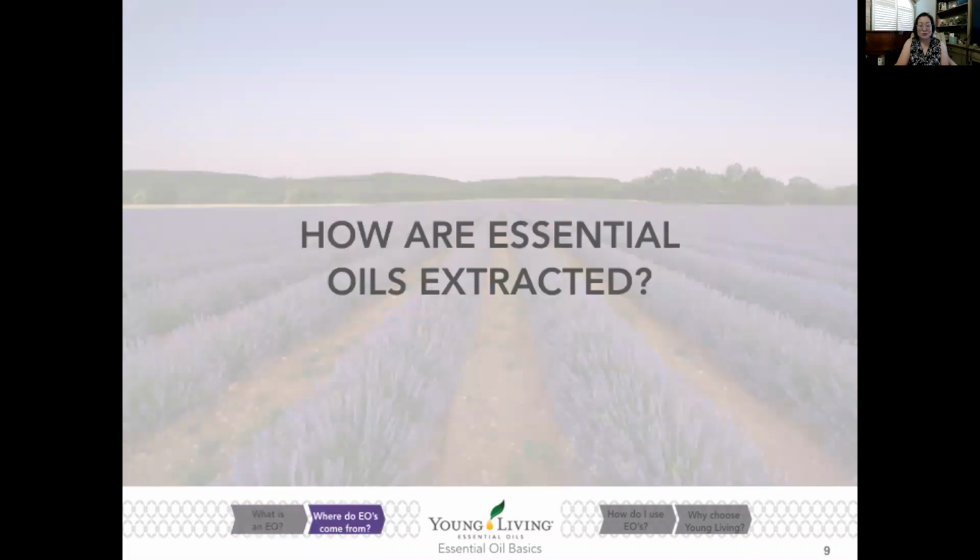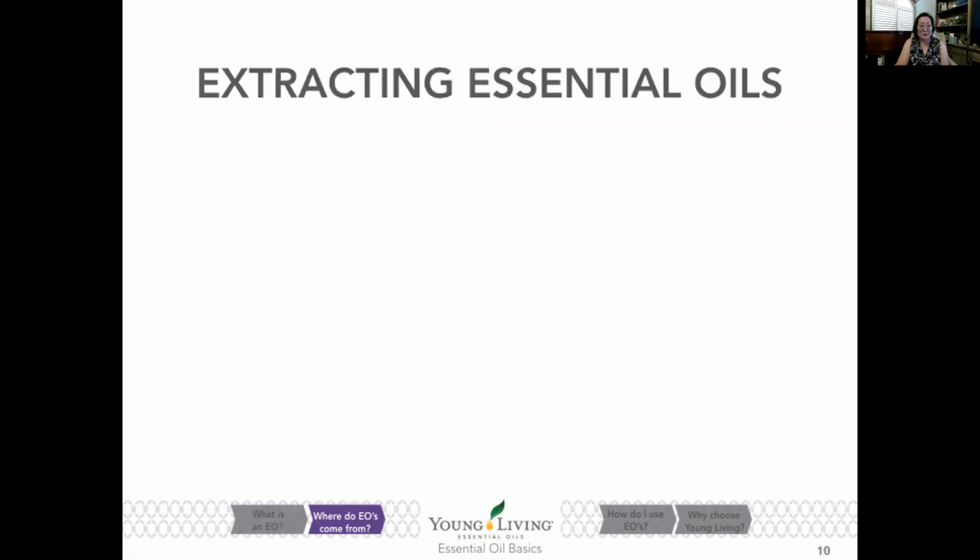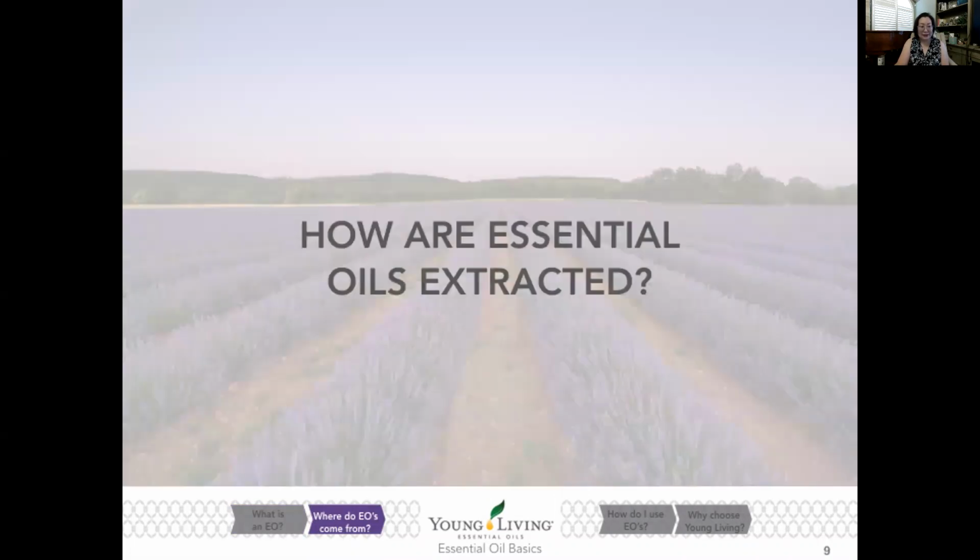So, how are essential oils extracted? What are four ways to extract essential oils? Cold pressing is one, steam distilling is another. Oh, let me go back. Resin tapping, and absolute oils extracted with a solvent.